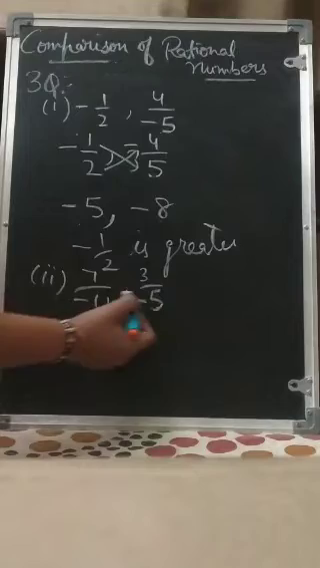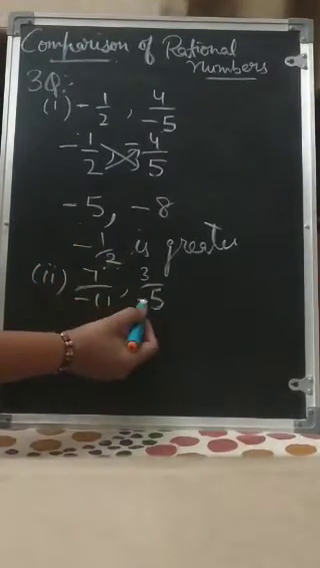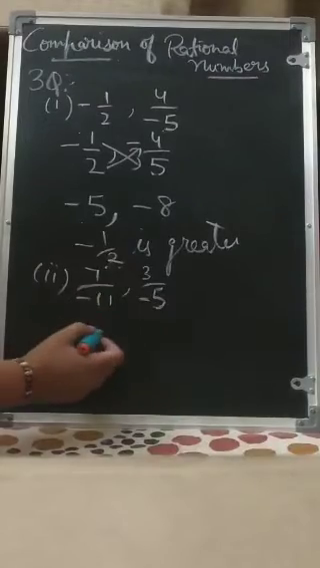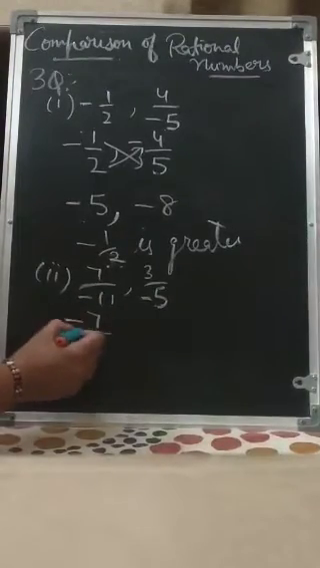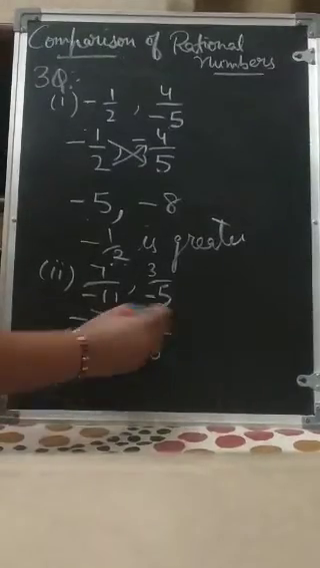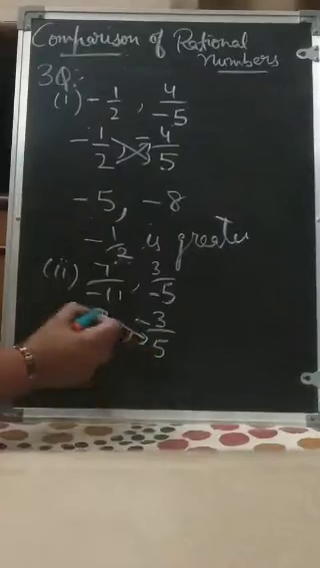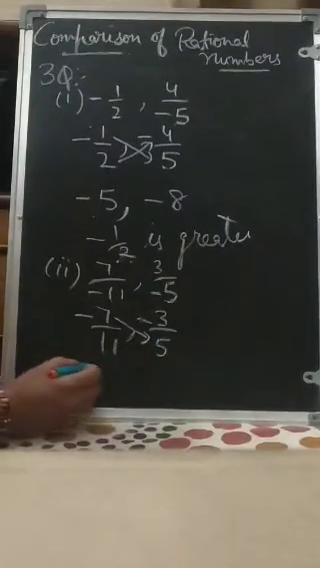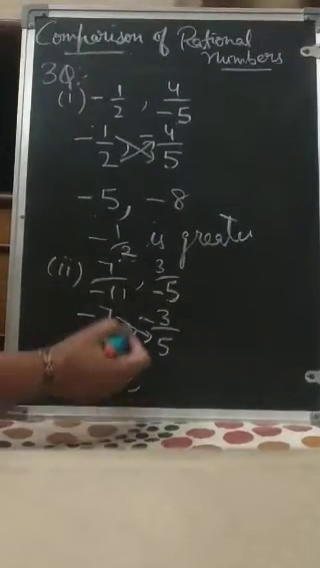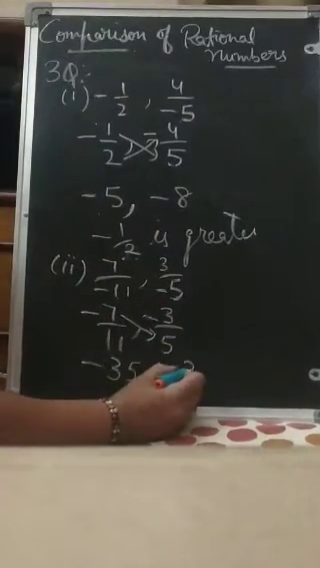Now we have to compare these two rational numbers. First of all, make the denominators positive. What will come? Minus 7 over 11, minus 3 over 5. Now cross multiply. First of all, you will take this minus 7 into 5. That will come minus 35. Then you will take this multiply, minus 3 multiply 11, minus 33.